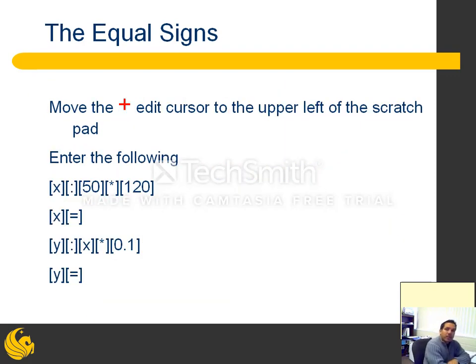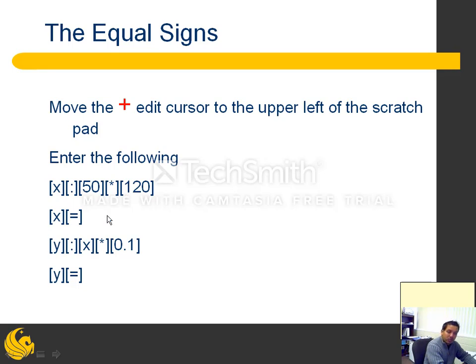So let's try to enter some equations and display some values on MathCAD. We're going to move this plus sign, which is the MathCAD cursor, to the upper left corner of your scratch pad, and try to enter the following equation. We're going to enter x is defined as, notice, colon, which will be displayed in MathCAD as colon equal, 50 times 120. And then we're going to try to display the value of x, which should already exist.